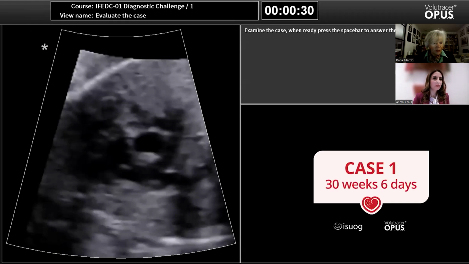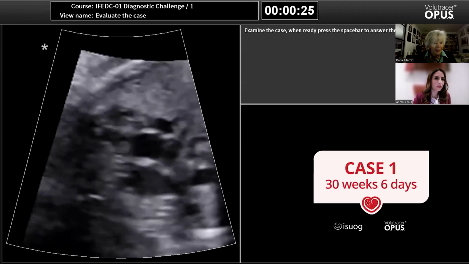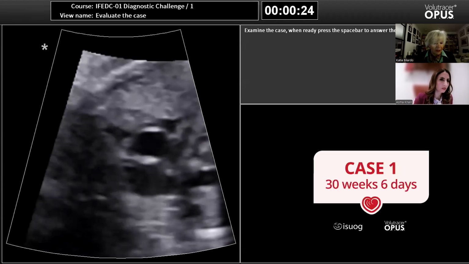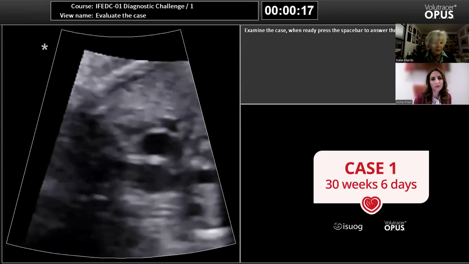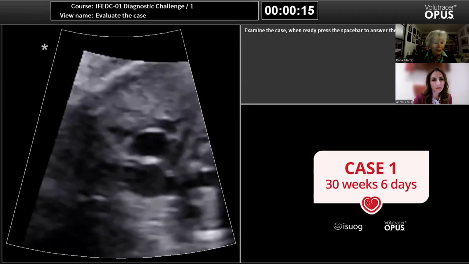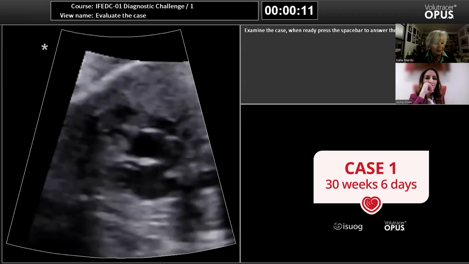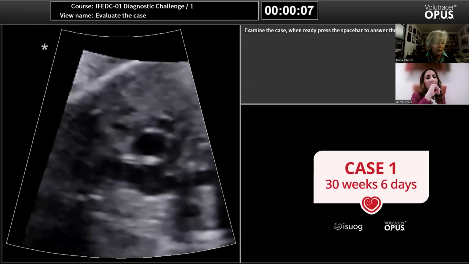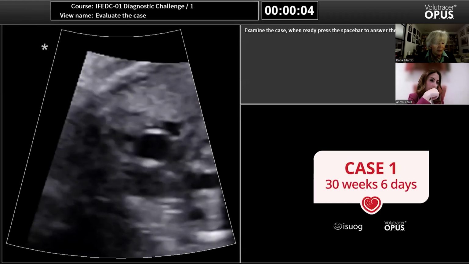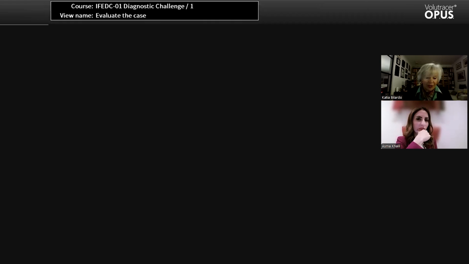And now we go to the three-vessel view. And well, in actual fact, if I count the number of vessels, they are not three, but there is an extra one next to the pulmonary artery. We see the pulmonary artery dividing, and the aorta, the superior vena cava, and then we see another vessel. So what is the diagnosis in this case?